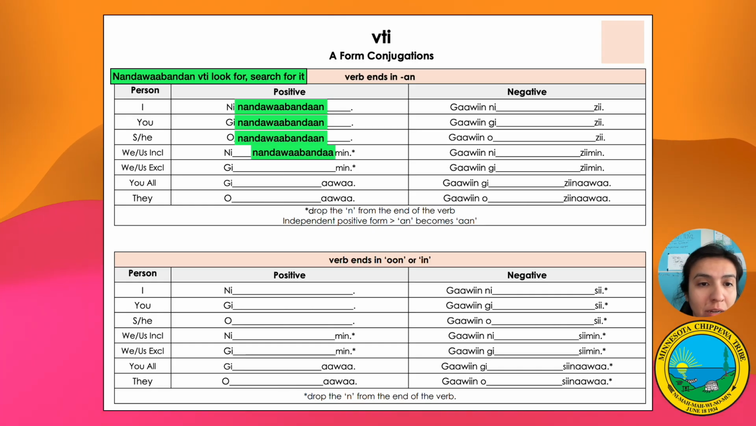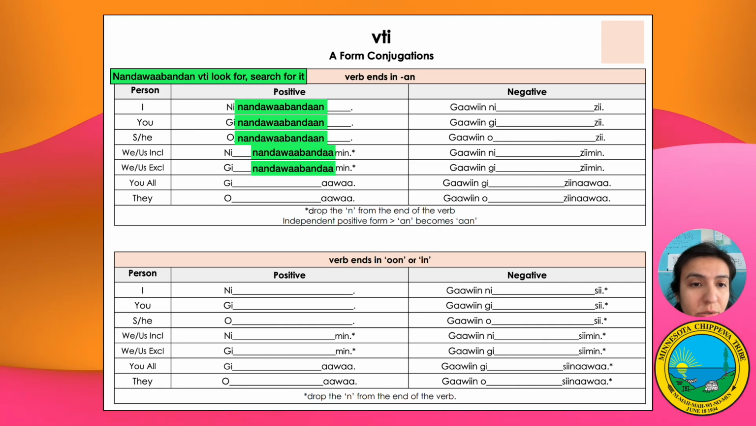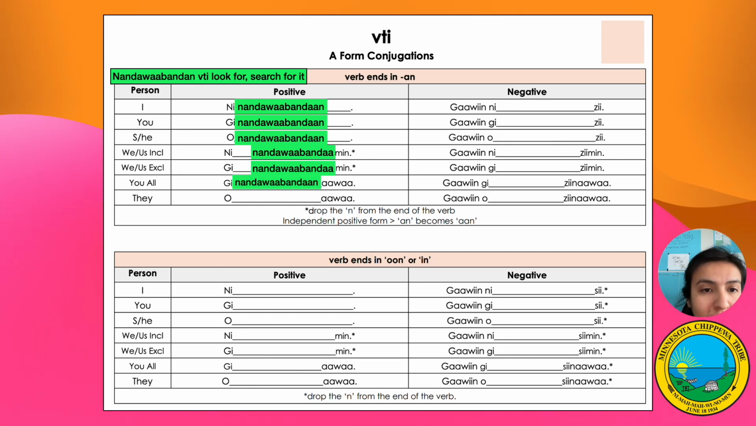Onandawabandan. Ninandawabandamin. We are looking for a pencil. Ginandawabandamin. Those asterisks require us to drop the N in order to conjugate. Ginandawabandanawa. You're looking for your secret treasure, you guys, y'all.